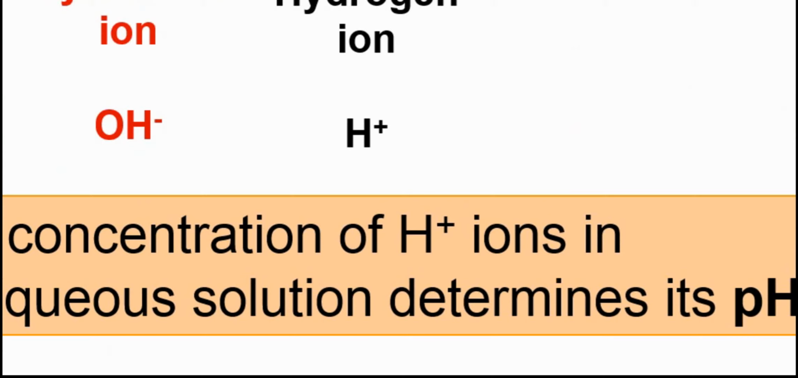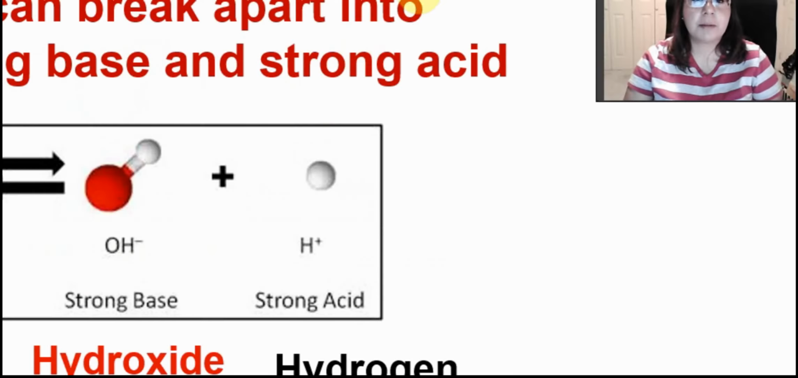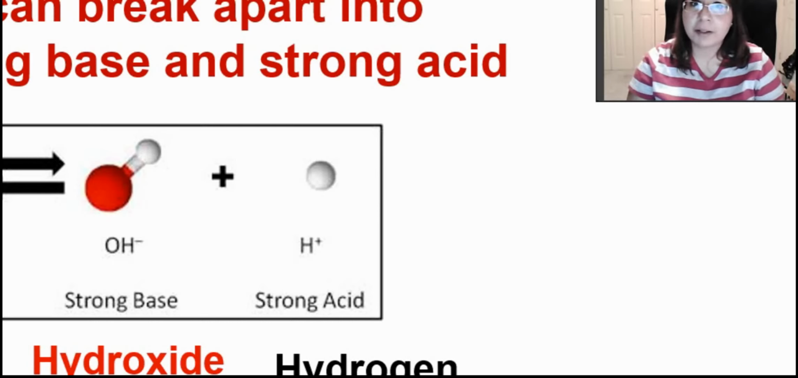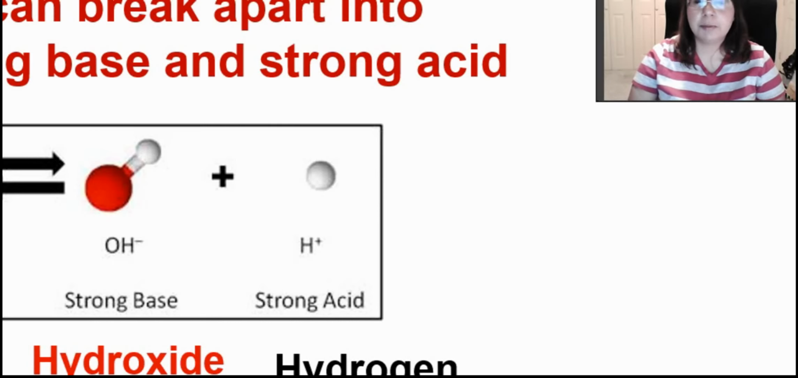We also use water as a basis of the pH scale. You've probably heard of pH as a measure of how acidic something is. Well, how does the pH scale come out of water? The pH scale comes from the breaking up, or the dissociation, of a water molecule. Water, under certain conditions, will break apart into, believe it or not, a strong acid and a strong base.